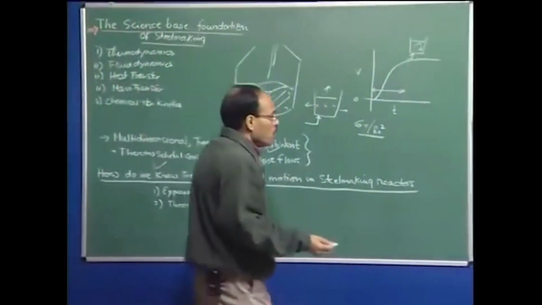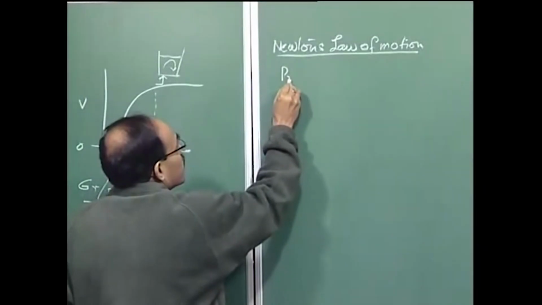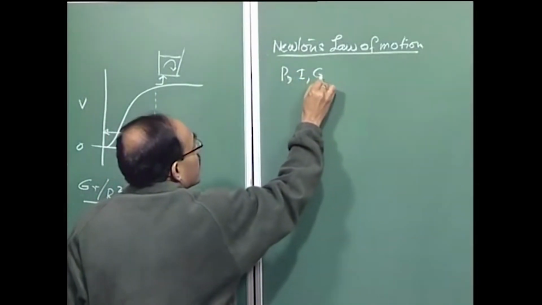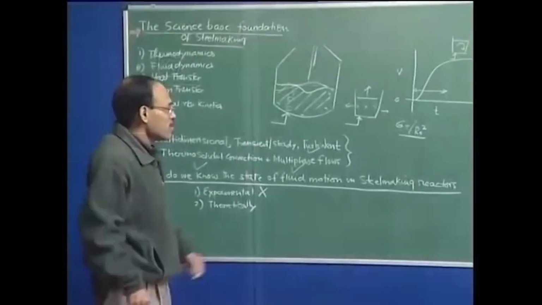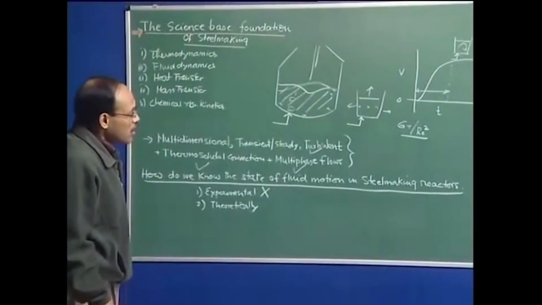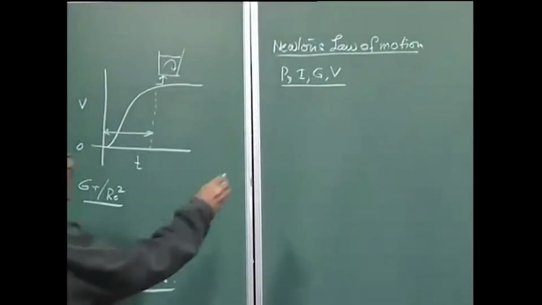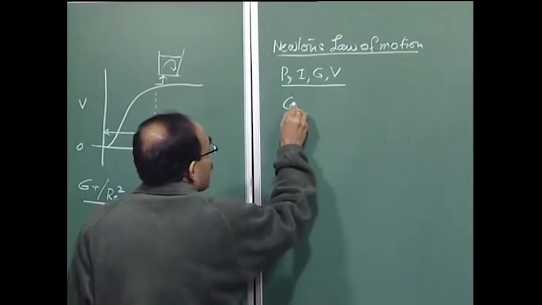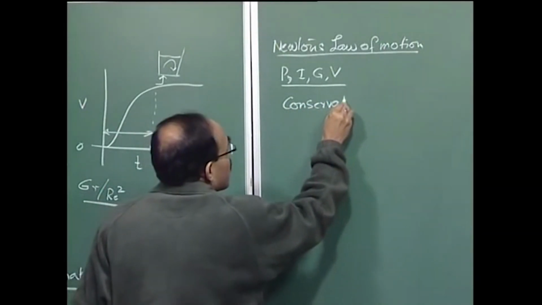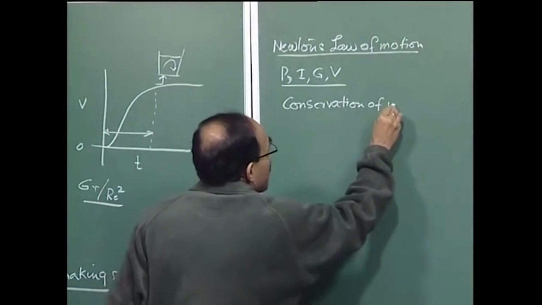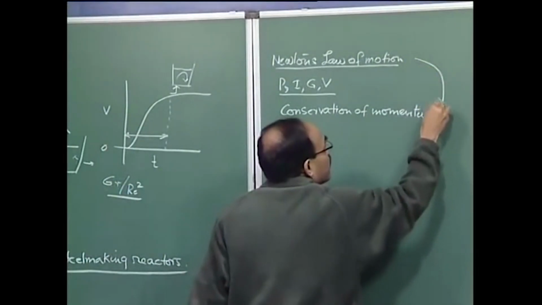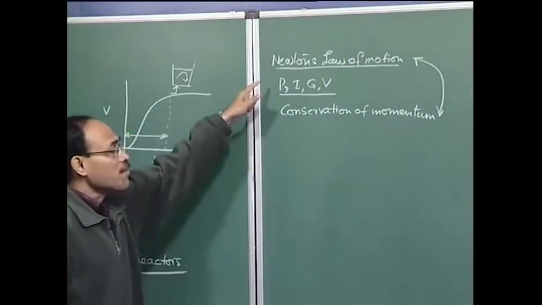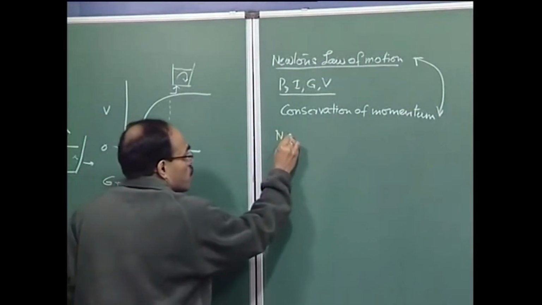And when we consider that pressure, inertial, gravitational and viscous forces are the only relevant forces acting in the fluid element, and then carry out a control volume based analysis or derivation, we can derive what is known as the conservation of momentum, and this gives rise to what is known as the Navier-Stokes equation.